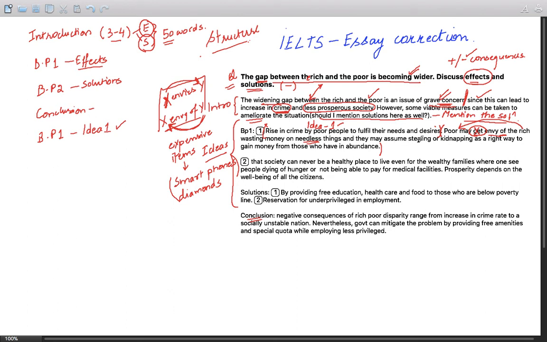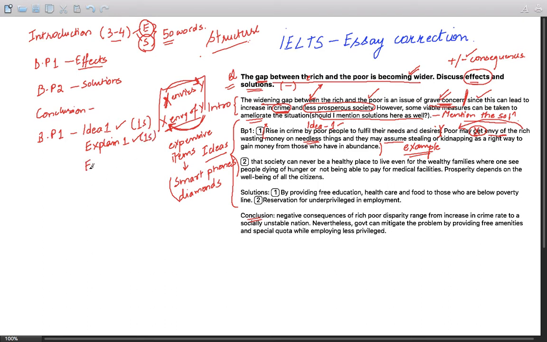and they may assume stealing or kidnapping as a right way to gain money from those who have in abundance. The idea is fine. The explanation also seems to be fine. If this can be corroborated with an example, that will be much better. So, for instance, societies which are, no, here, let me write over here. Idea one is fine. Explanation of idea one, that's also fine. This is one sentence. This is one sentence.